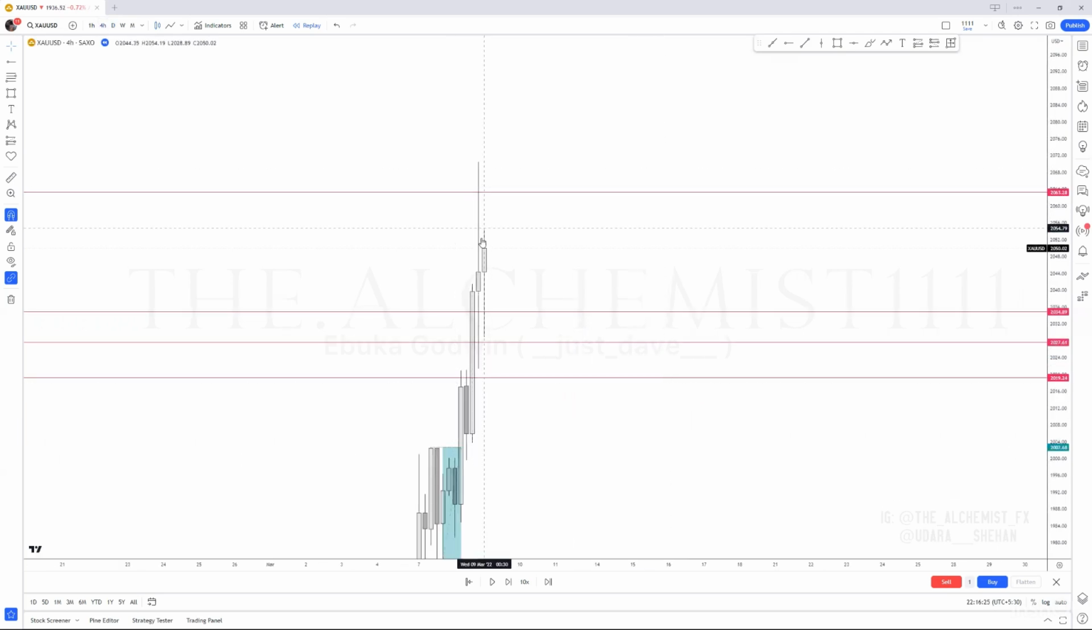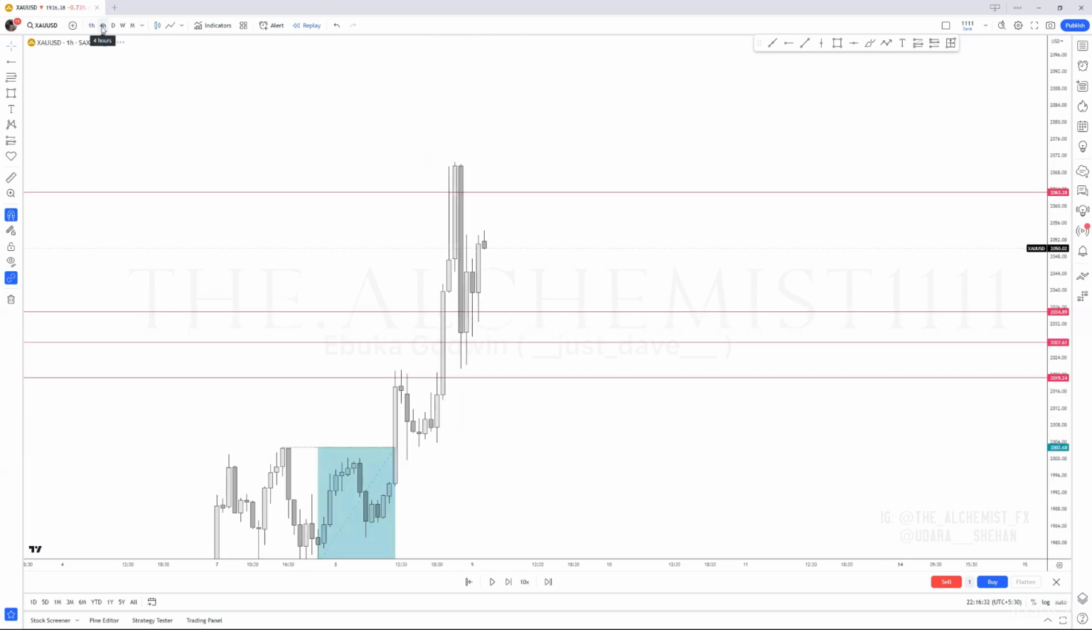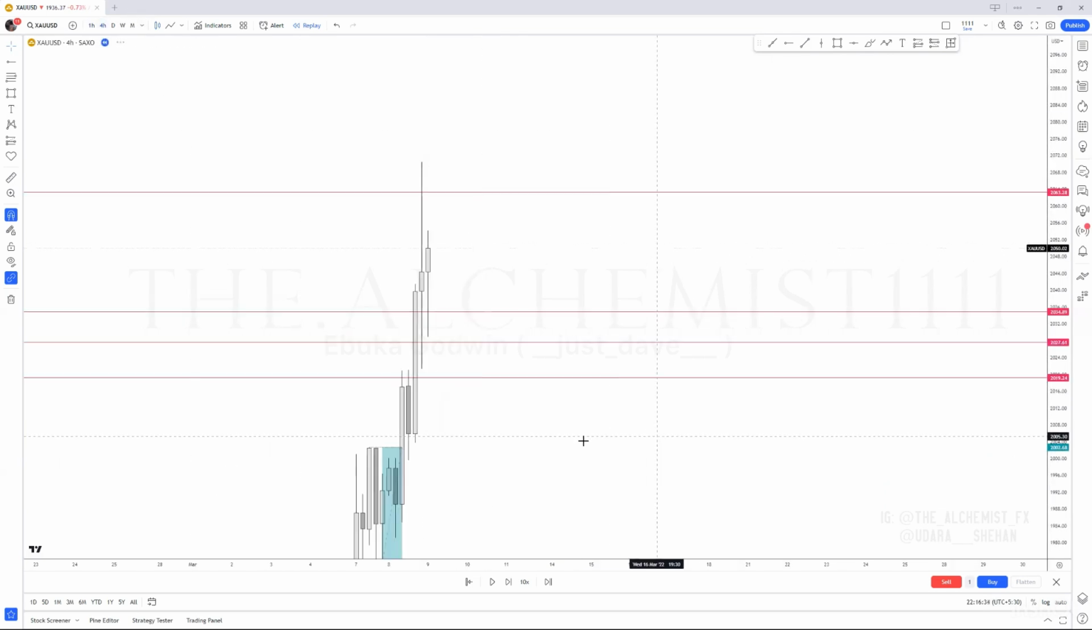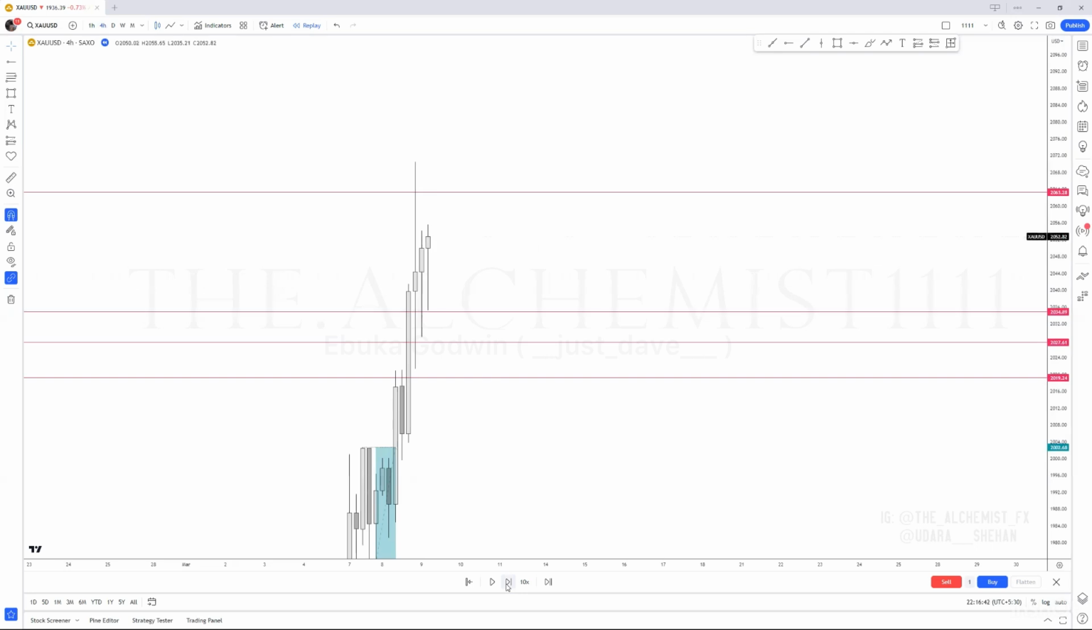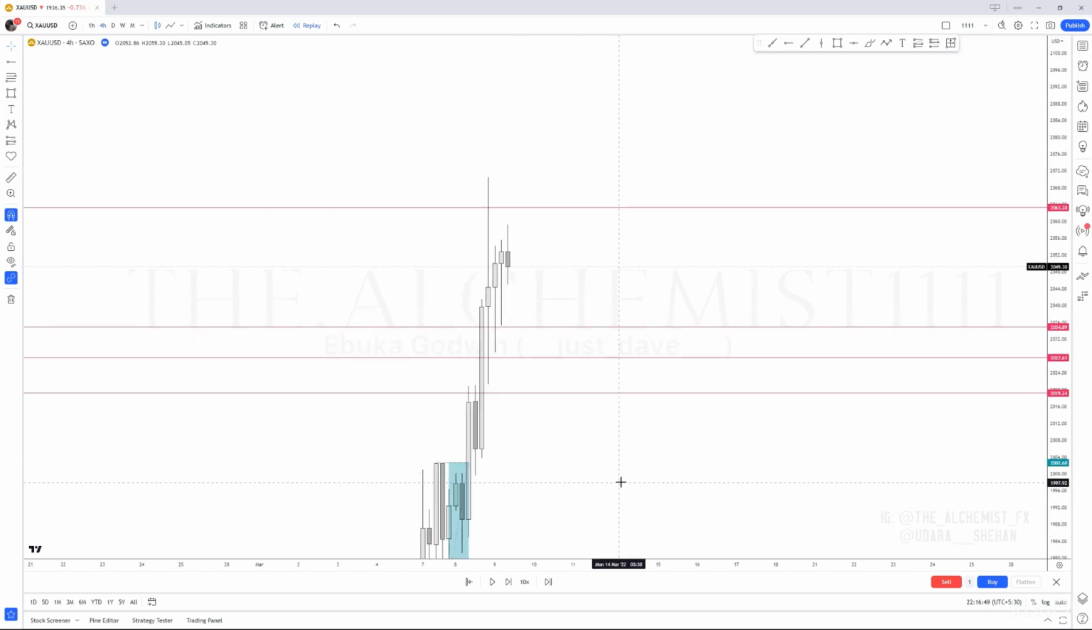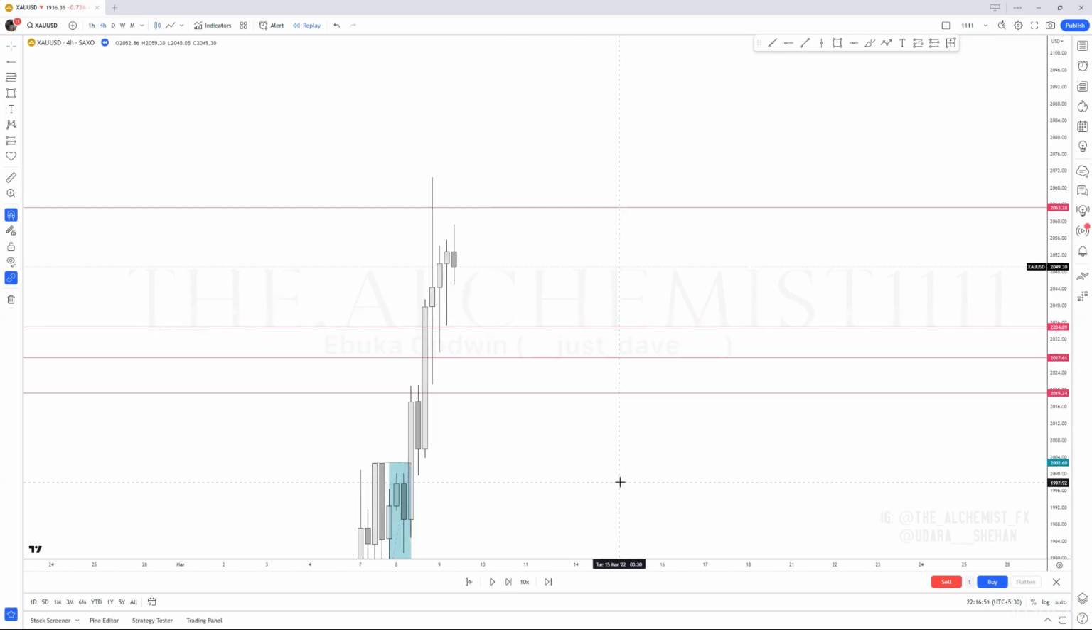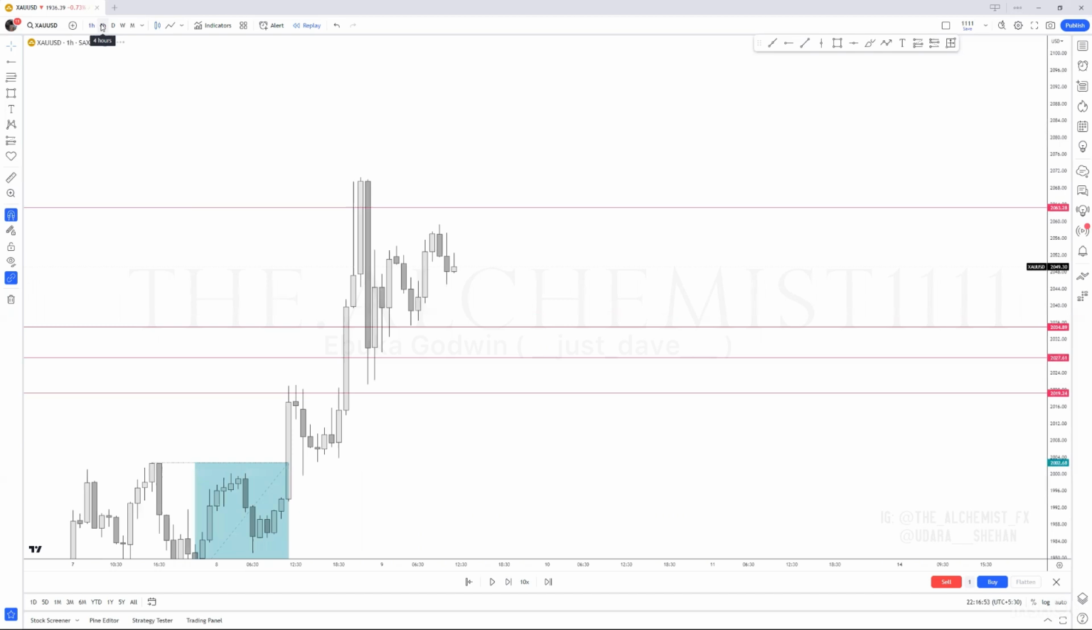H4 has given us the setup in here. H1 breaks. Yeah, let's see what's going to happen. Let's wait for the first two candles to end and we can decide what to do. Okay. First one. Second one. Okay, so that is what they have done.